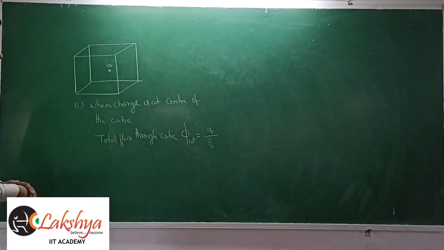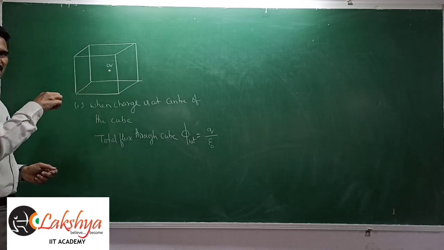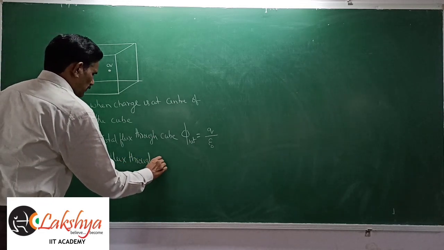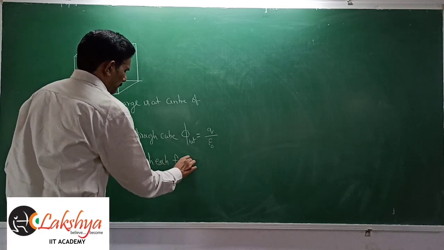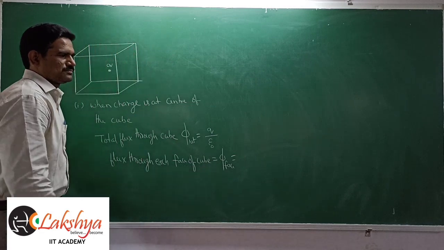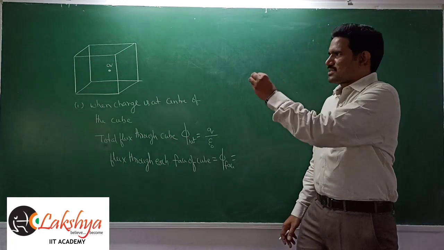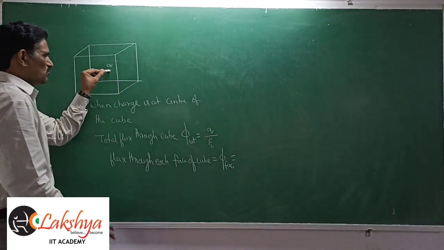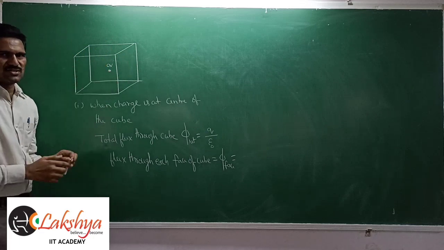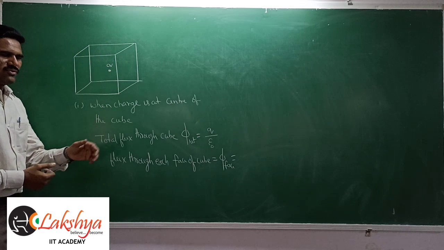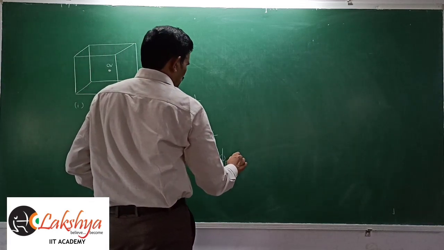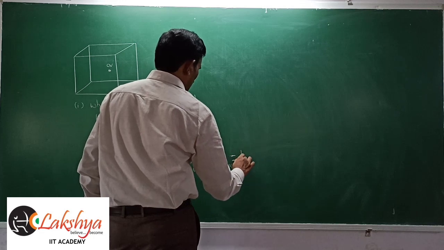Now here sometimes I will ask what is the flux passing through each face. So flux through each face of the cube. Now simply you can observe that we are placing the charge at the center of the cube. When the charge is placed at the center of the cube, the flux coming from this charge will be equally distributed among all the 6 faces. That means 6 faces are there, so the total flux will be divided equally among all faces. That means it is 1/6 of the total flux. The flux passing through each face is nothing but 1/6 of the net flux.